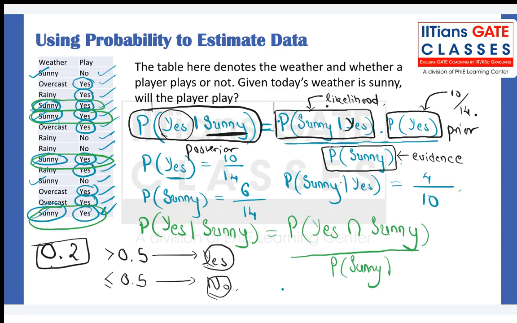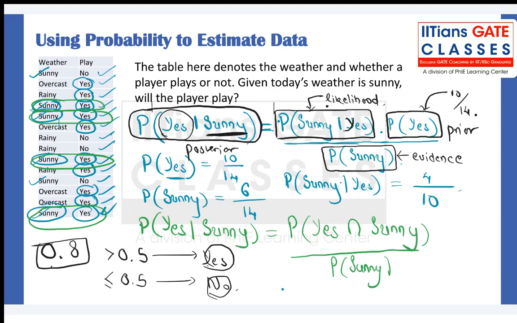Understood what I'm trying to say? It's not Hebrew, right? Hope it is understandable. Let's say that your model now predicts 0.8. If I ask you, will I play today given it is sunny? What will you answer? You will answer yes, right? Come on, it is greater than 0.5, correct? Your model will output yes.